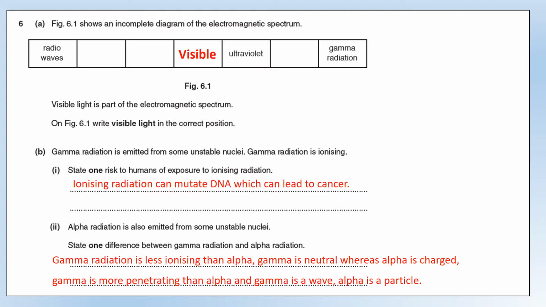It can go through thicker and denser materials. And gamma is a wave and alpha is a particle. Any of those would be absolutely fine. You only needed one.